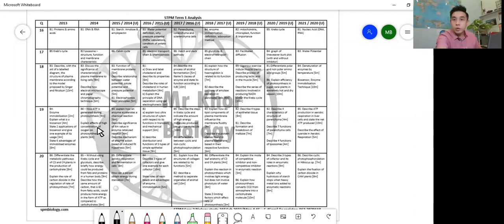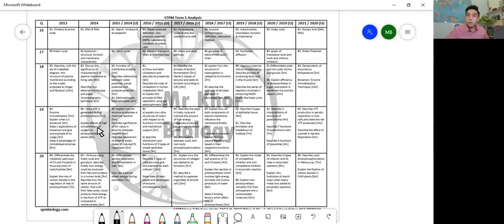So guys, let me share screen. I have attached the SEM 1 analysis, meaning from the year 2013 all the way to what came out last year. So what we're going to do is this. We will look at topically what came out before, number one. Number two, what to expect for that topic and what to not bother so much.